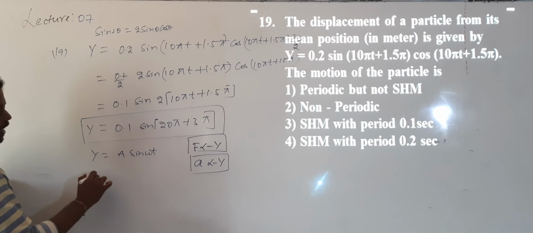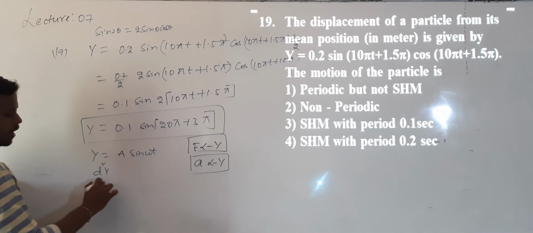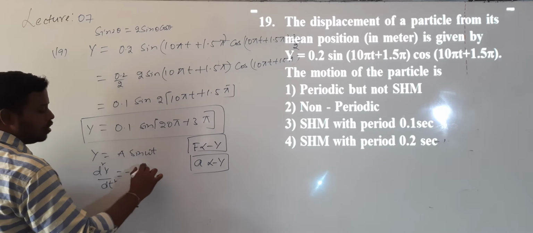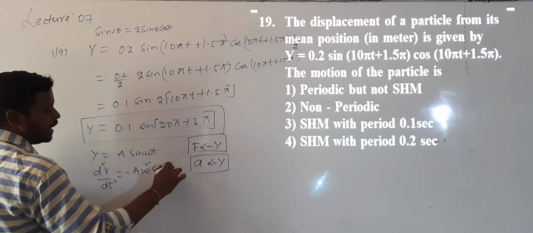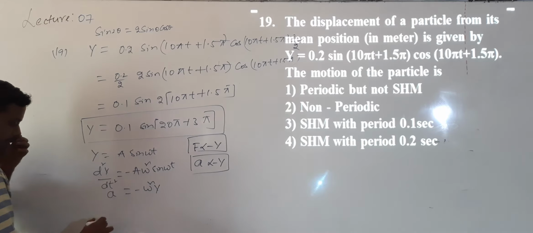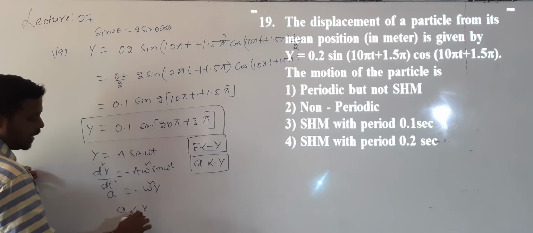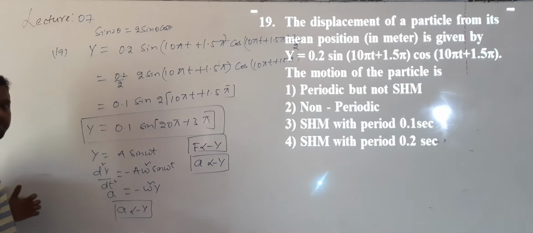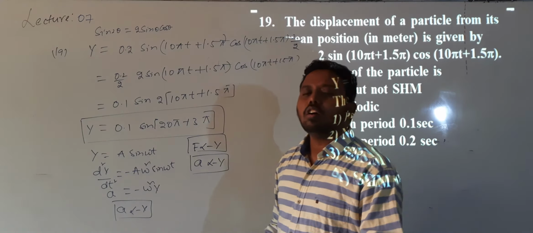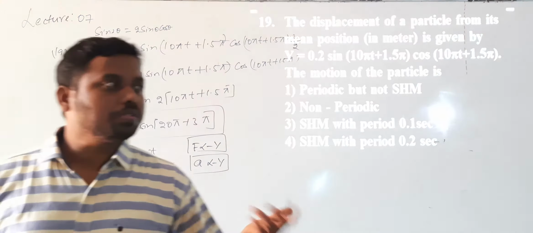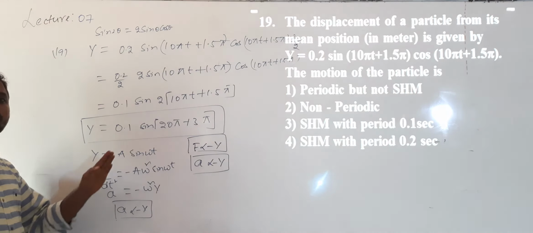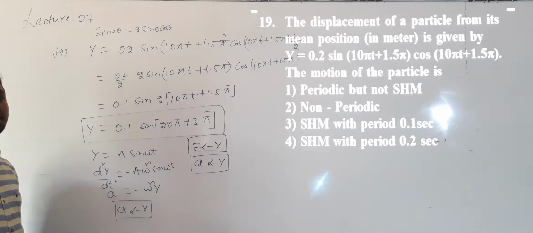Now obviously we need to prove it. So what do I get for d square y by dt square? Minus a omega square sin omega t, which is minus omega square into y. So d square y by dt square, which is acceleration a, is directly proportional to minus y. So the motion is SHM. If you differentiate y two times, no doubt you will get acceleration directly proportional to displacement. If this condition is valid, then you can confirm that the motion is simple harmonic.